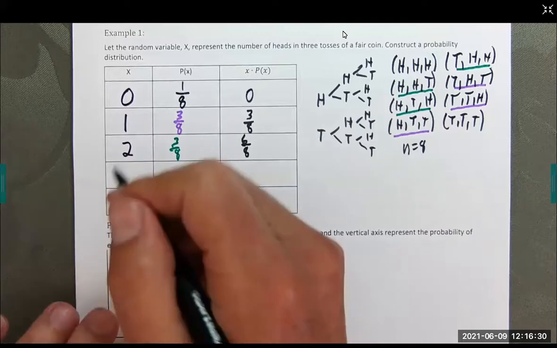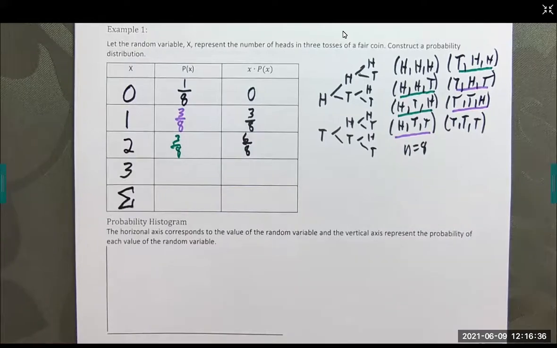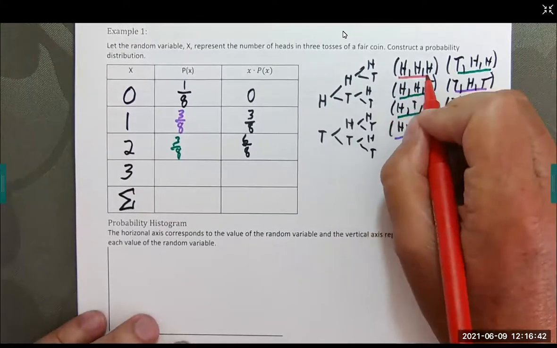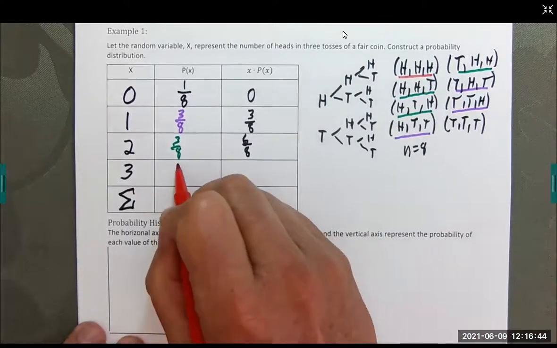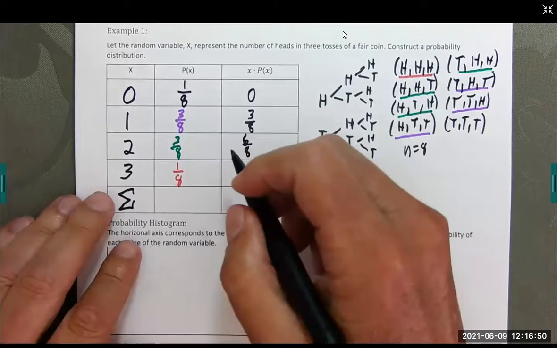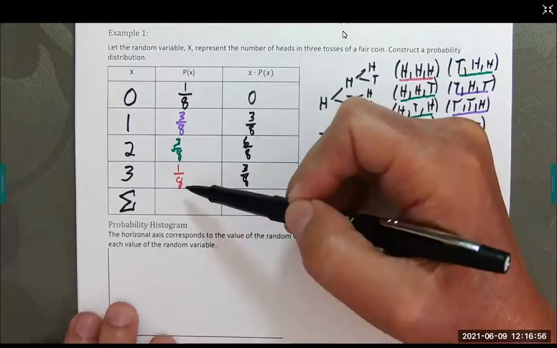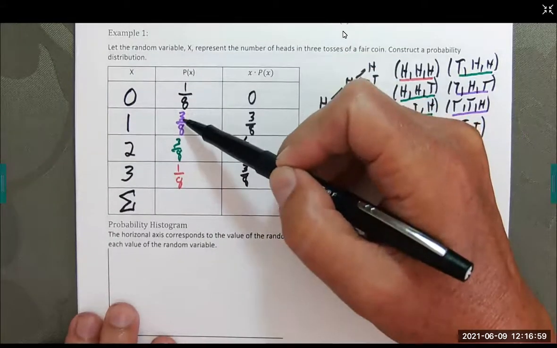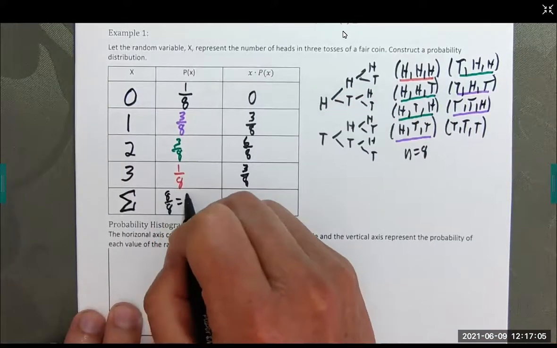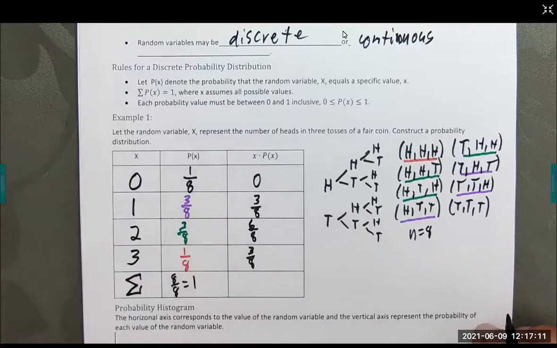All right, lastly, we could have 3 heads. And that happens exactly here, we'll use red. So we get 1/8 again. And when I multiply, 3 times 1/8 gives me 3/8. If I were to add these up, 1 plus 3 is 4, 4 plus 3 is 7, plus 1 is 8. This gives 8/8, which is 1. That's exactly what this rule says should happen every single time. Those P of x's should add up to exactly 1.